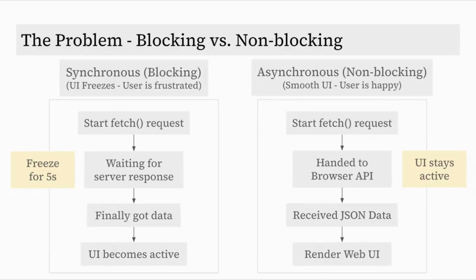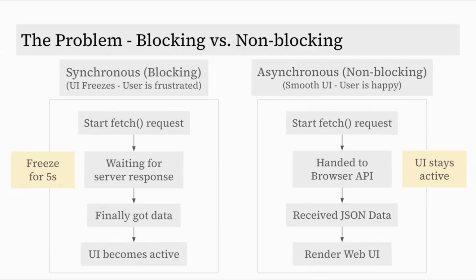Imagine you're at a coffee shop with only one barista, which is JavaScript here. If the first person in line orders a very complicated drink that takes 10 minutes to make, and the barista stops everything to wait for it to be done, the entire line gets stuck. In web development, we call this blocking. Just like the left-hand side example here, the whole UI will freeze for 5 seconds until it finally gets the data. And when your website freezes, the buttons won't click and the user gets frustrated.